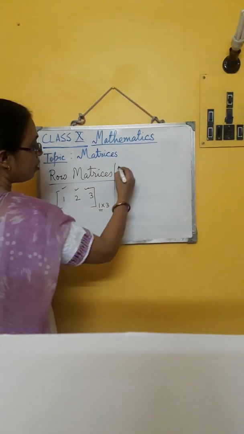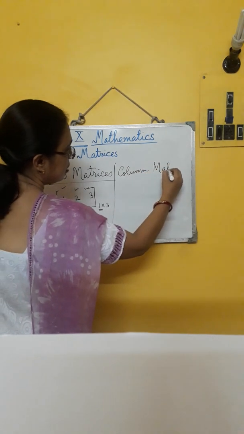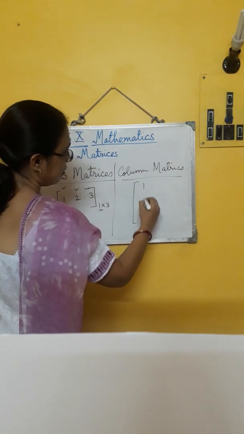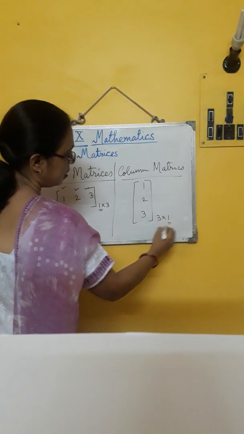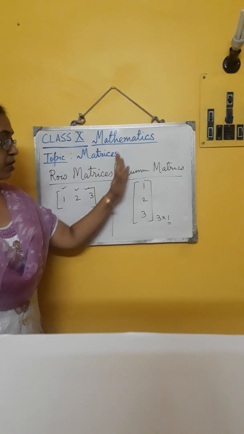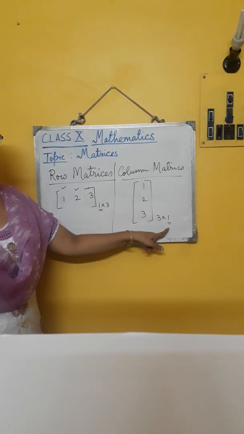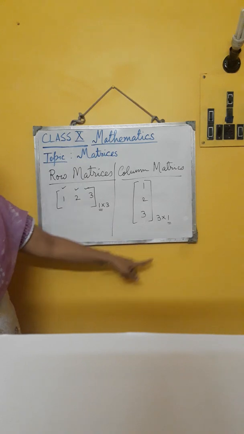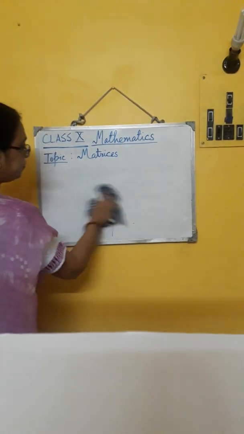Next we come to column matrix. You can see here 3 rows, 1, 2, 3, and 1 column. So whenever we have 1 column, that is a column matrix. Row matrix has 1 row and column matrix has 1 column.